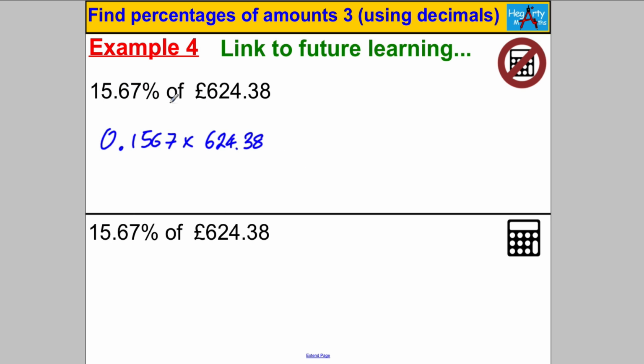And all of a sudden, once you're in calculator mode and you're allowed to use calculators, this is just that number times that number is our answer. And that is what we will be doing in the next video. So as long as we're good at converting our percentages to decimals, we're ready to rock for that one. Thanks for watching.